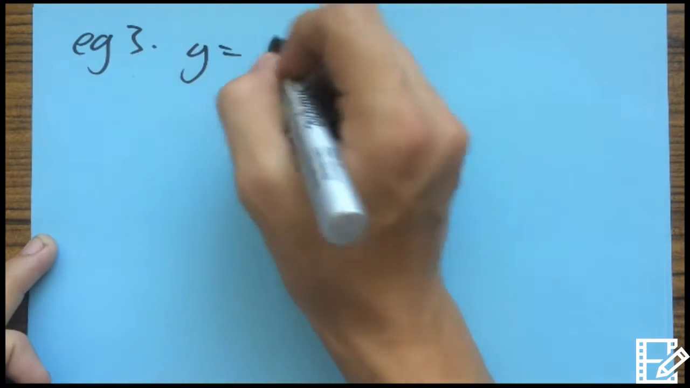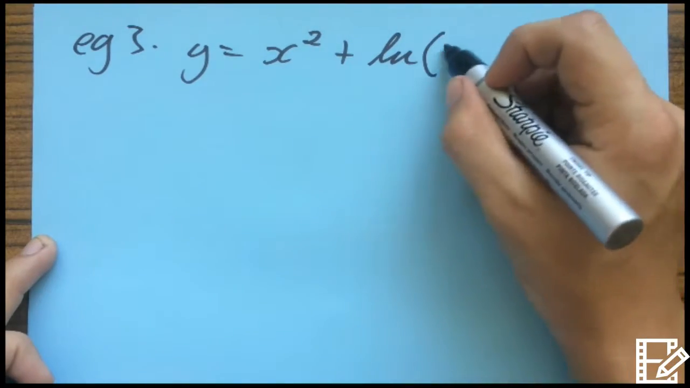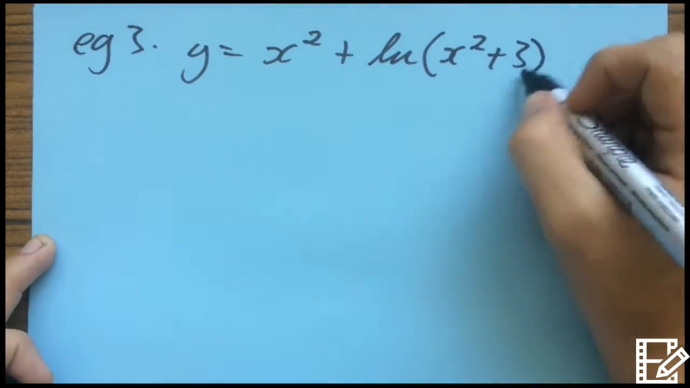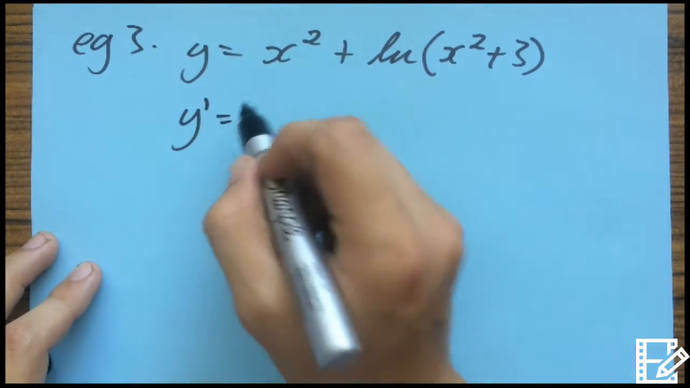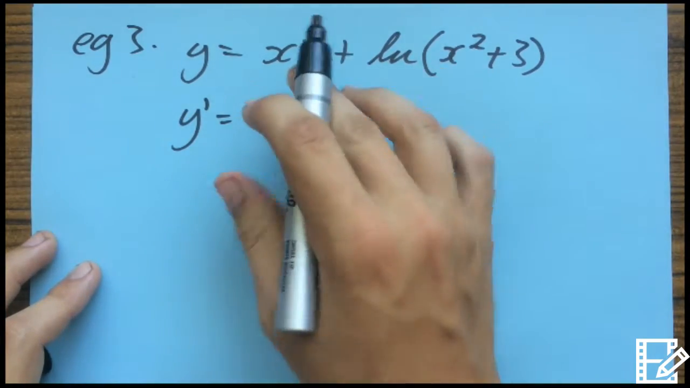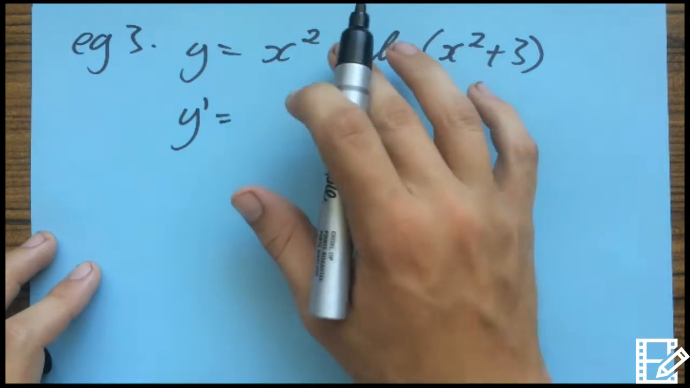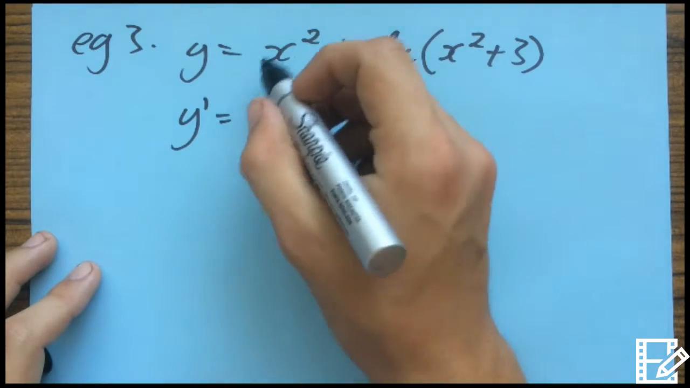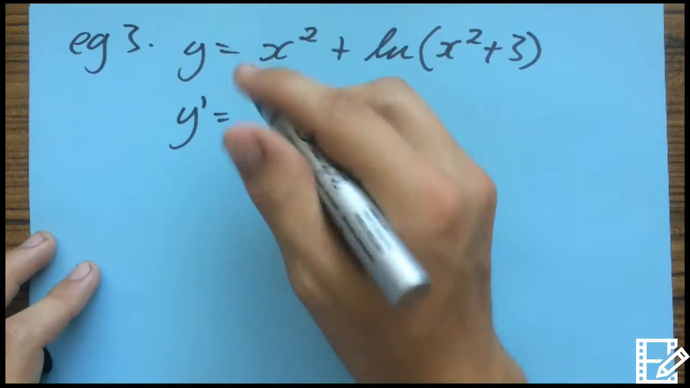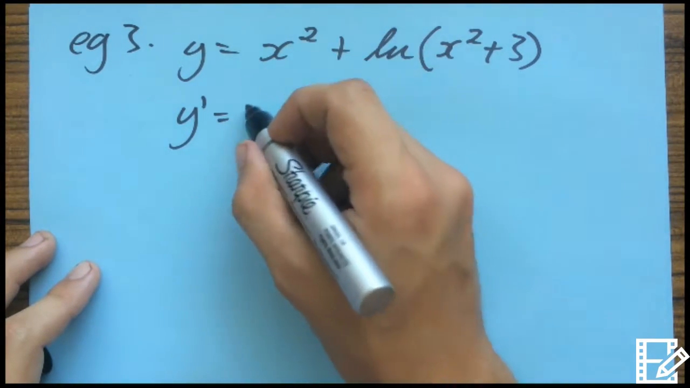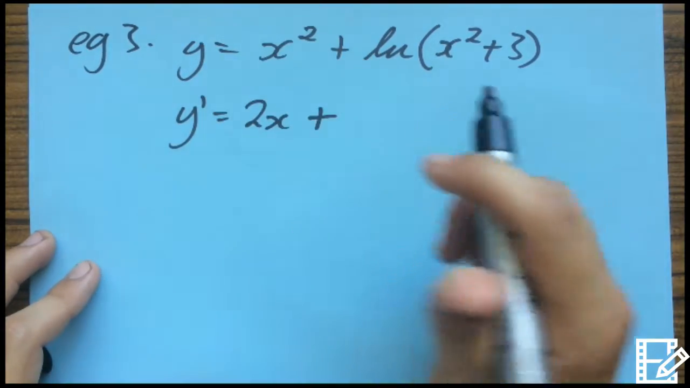Let's say we have y equals x squared plus ln of x squared plus 3. So here, when we derive it, because there's a plus sign, we can focus on them one at a time, or if there was a minus sign, we do the same. But in this case it's the plus sign. So we'll start with x squared. The derivative of x squared is 2x plus, now we focus on this side.